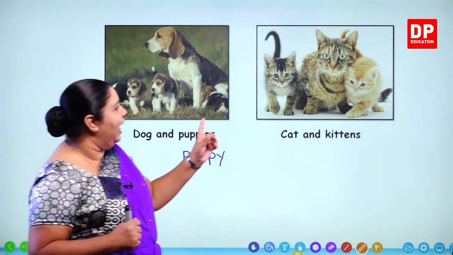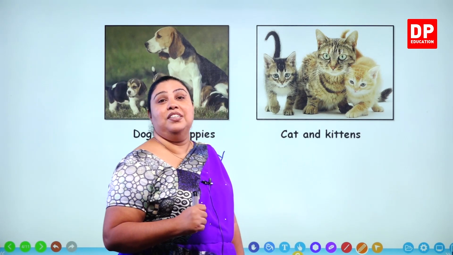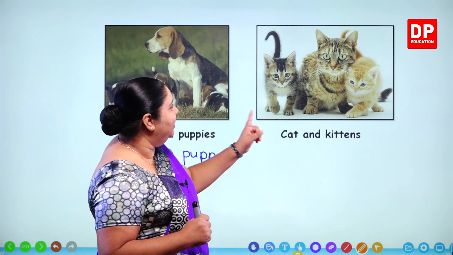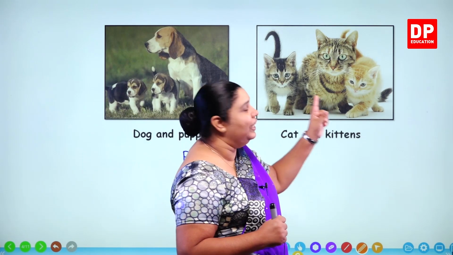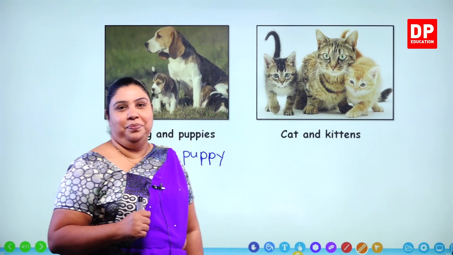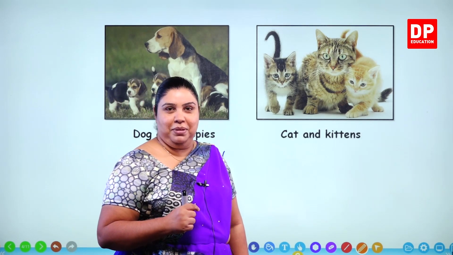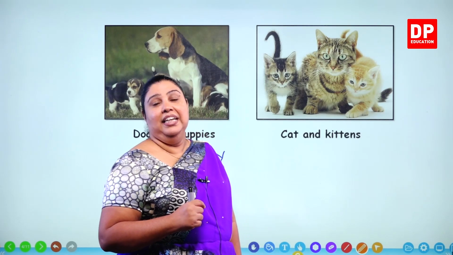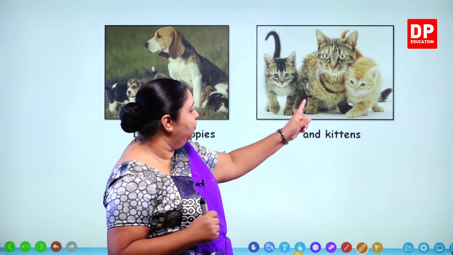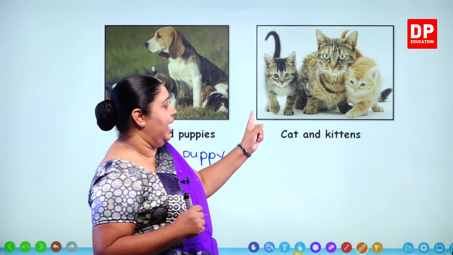Right. Then we have our cat over here. We have the cat. Can you see? Even the cat has 2 little babies over here. What do we call those babies? We call them kittens. Kittens. Now, because we have 2, we say cat and kittens.